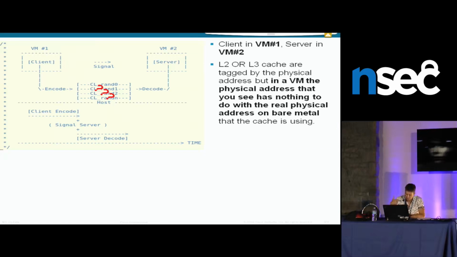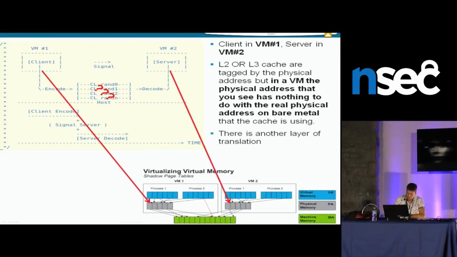But in a VM, the physical address that you have, you cannot see what's going on in the host. Basically, there is another layer of translation, and as this picture is showing, you don't have access to that information. So you don't know what is what from a physical point of view. This is a complex problem to solve, to try to decipher the page table from a VM.